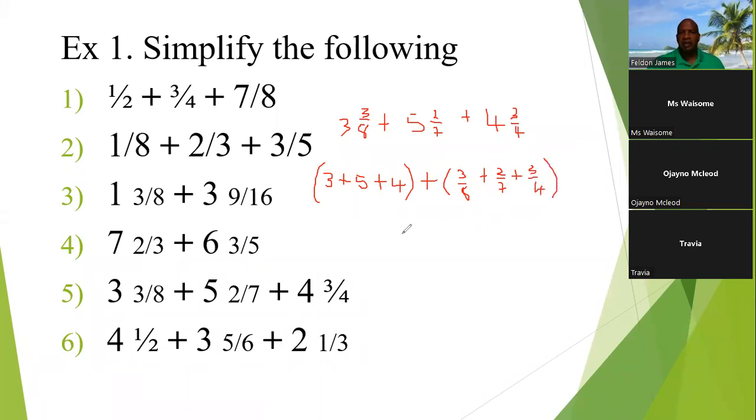Yes, sir. All right, so for the whole number part, when we add 3 plus 5 plus 4, we get 12. All right, now for the fractional part, we need to find what? The LCM, sir. All right, so what would you get for the LCM here? 56. All right, so the LCM is 56.